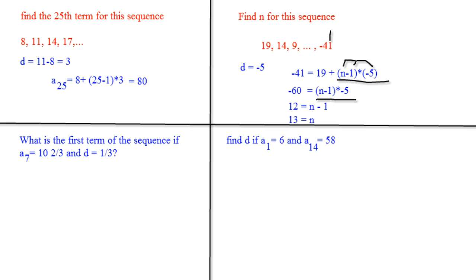Okay. All right. So what is the first term of the sequence if a sub 7 is 10 and 2/3 and d is 1/3? Okay. So this one's actually quite interesting. So we know the last term, so it's going to be 10 and 2/3. I just write a space between them to represent that. And then a sub 1, I don't know. I do know n, so this is going to be plus 7 minus 1, and the common difference is 1/3.